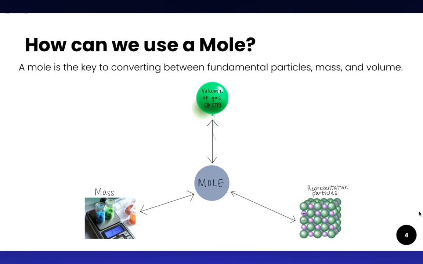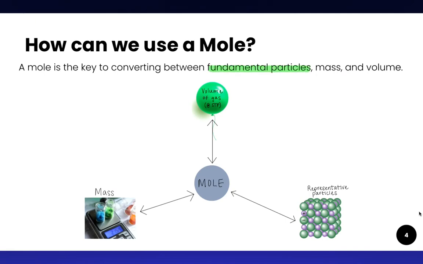If I were to ask you how many representative particles are in 2 grams of chlorine, you would have to convert by starting with what you know, mass. You'd have to go through mole and then all the way down to representative particles. There is no calculation that goes straight from mass to representative particles. It just doesn't work. So let's start with conversions involving fundamental particles.